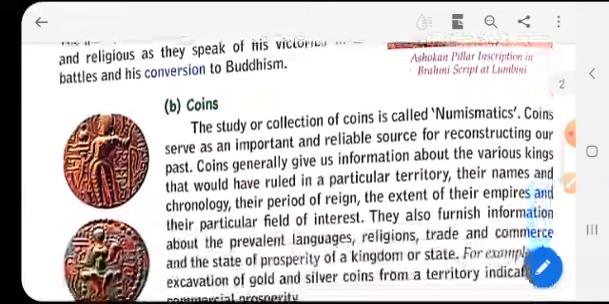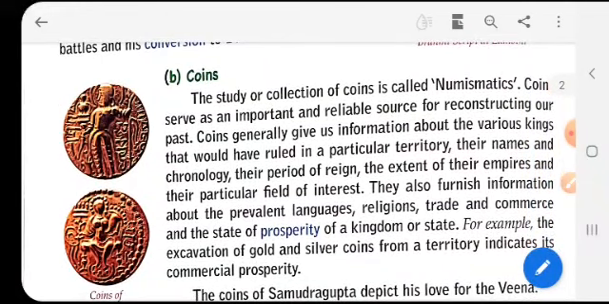Now the next archaeological source is the coins. People gradually developed coins to develop their trade relations. The study or collection of coins is called numismatics. So when you collect a lot of coins of different ages, that is called numismatics. Coins serve as an important and reliable source for reconstructing our past. As time passed, these coins gradually developed from one form to another.